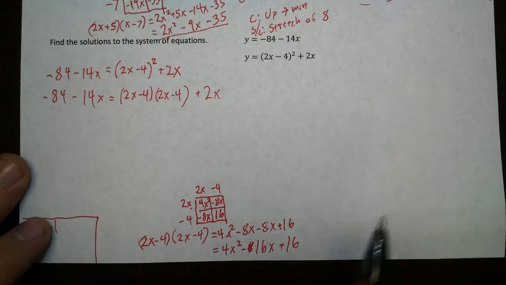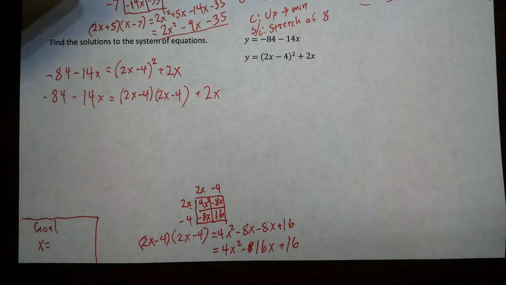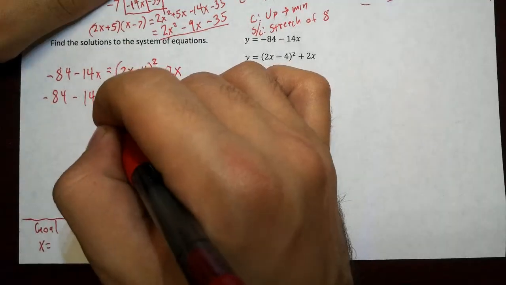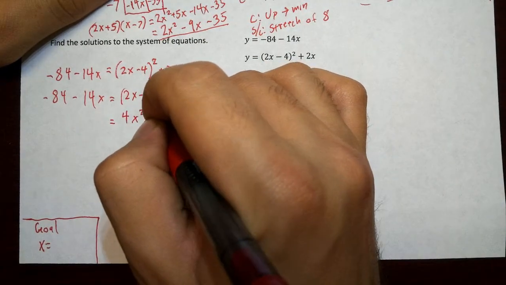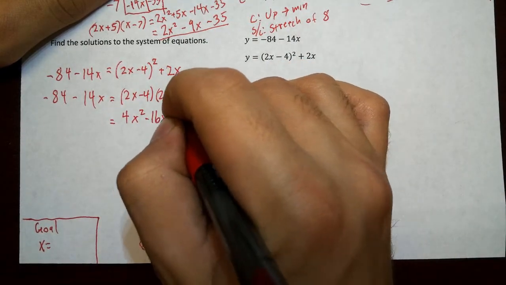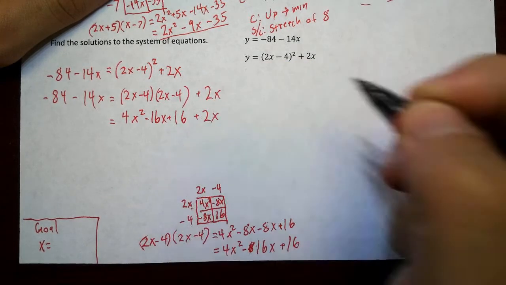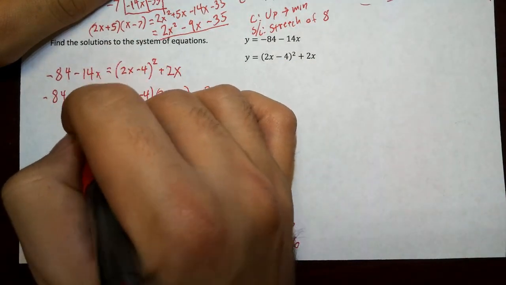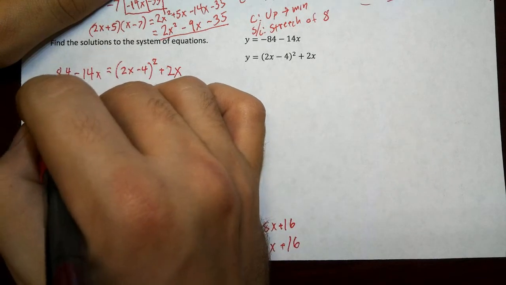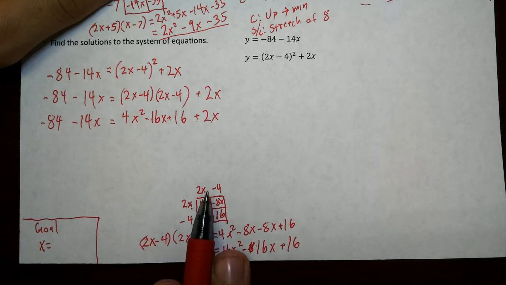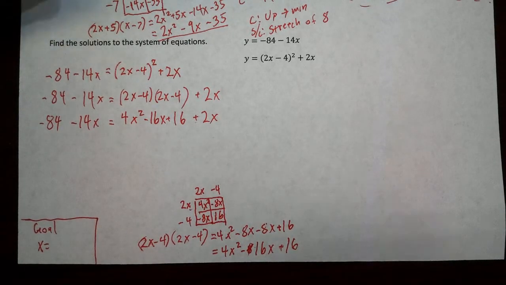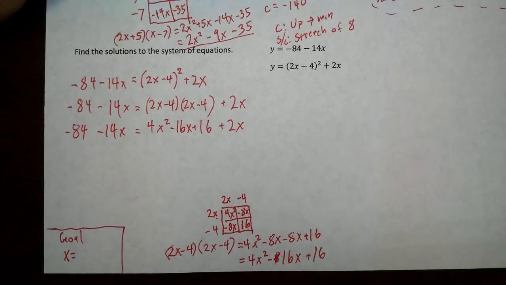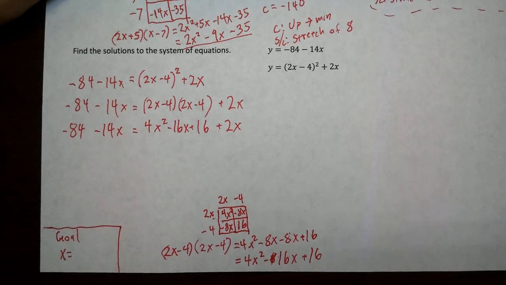Okay, so let's take this and plug it in. So we're going to have equals 4x squared minus 16x plus 16 plus 2x, and we're just going to bring everything else down. Just a quick review: we found out what this binomial multiplication was, and then we plugged it back in. That was the overview of what we did. I know there are a lot of processes going on here, and it can be easy to lose sight of the big picture. Now I've broken it down.